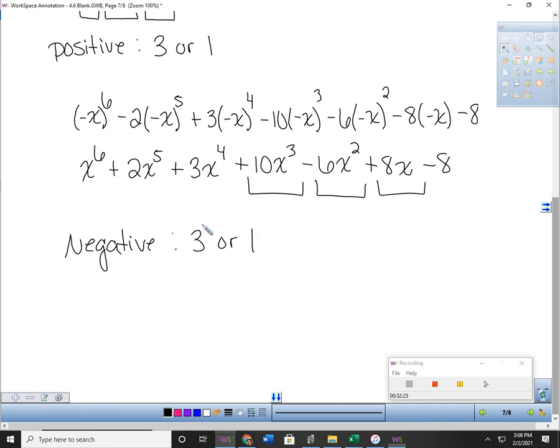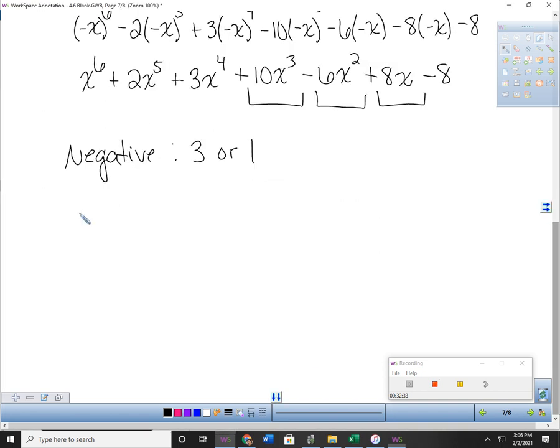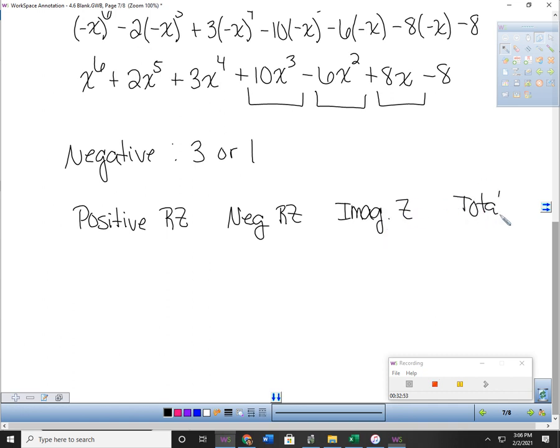Okay? Now, we're going to make ourselves a little table. So we've got positive real zeros. I'm going to put RZ for real zeros. Negative real zeros. Imaginary zeros, because we can have those, right? And then your total number of zeros.